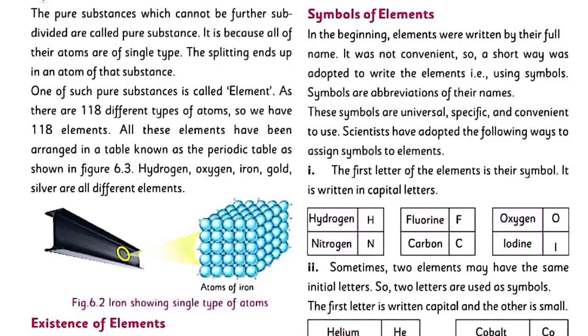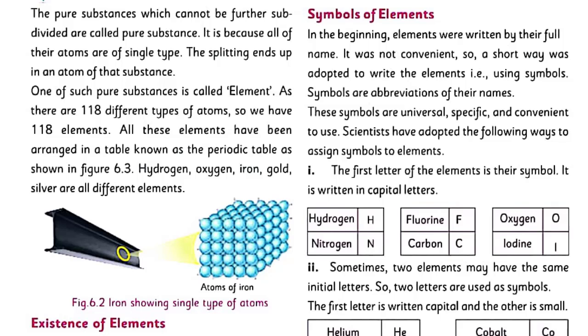1. The first letter of the element is its symbol. It is written in capital letters. Element symbol: hydrogen H, nitrogen N, fluorine F, carbon C, oxygen O, iodine I.